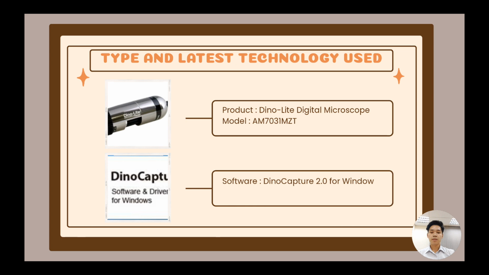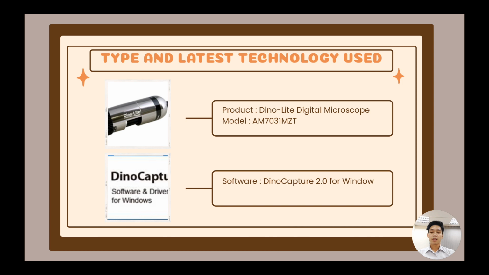The AM7012MZT is made of aluminum alloy for protection and durability. This is a professional tool for observing and analyzing objects under any magnification and polarization.